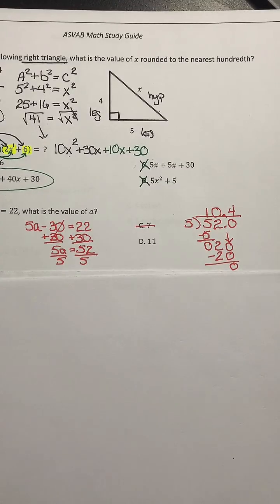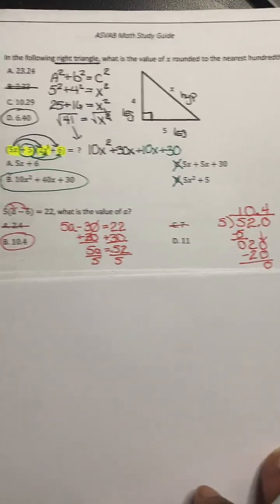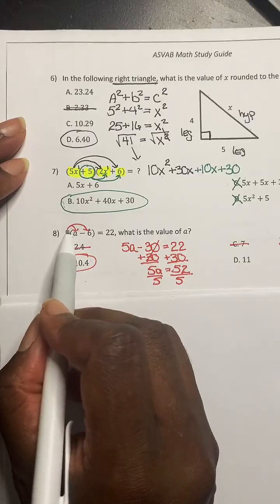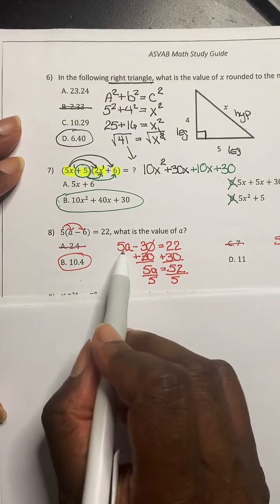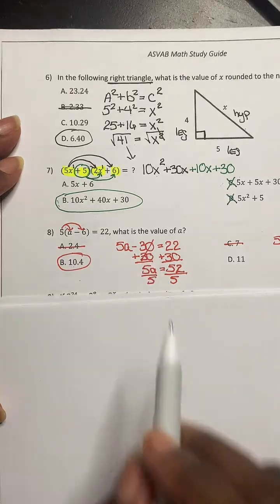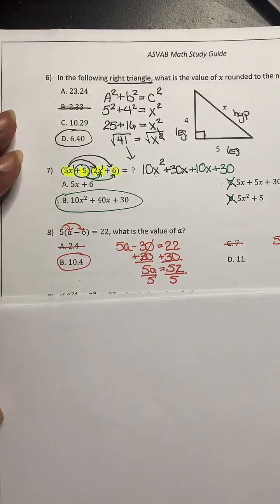You got 30? Yeah. How did I get 30? When you distribute, you're multiplying. So 5 times a gives me 5a, and 5 times negative 6 gives me negative 30. Okay, you added by mistake? All right, there you go.